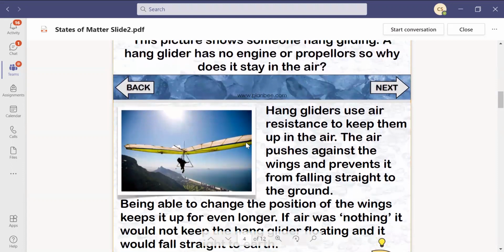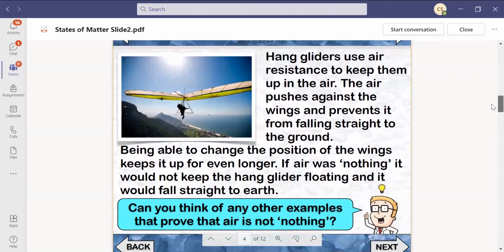Well, do you remember I talked about resistance in the other video? Hang gliders use air resistance to keep them up in the air. The air pushes against the wings and prevents it from falling straight to the ground. We talked about that force of gravity, didn't we? There are forces acting. Gravity is pulling us down, and there are other forces acting against it. You have to imagine there's a force, you can't really see it, but it's acting, pushing up and pushing down.